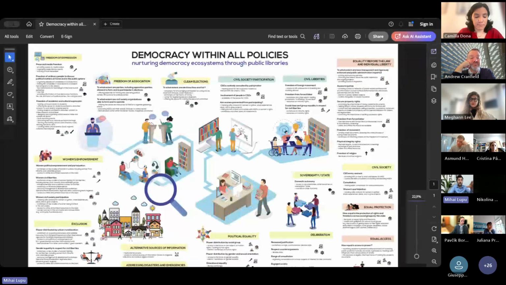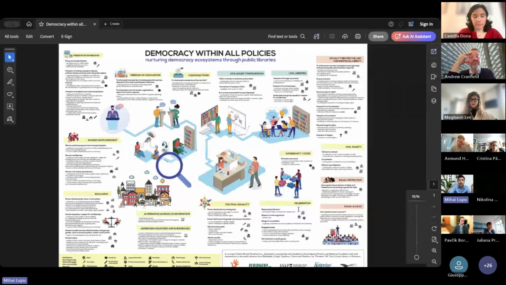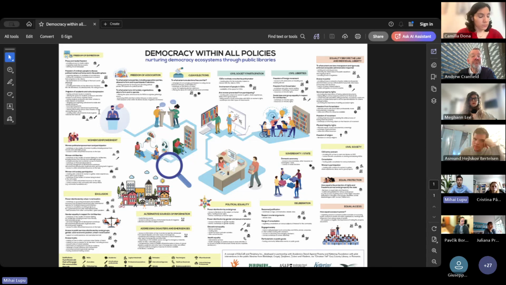So what we've done, having this list of indicators, we said, okay, let's start with this. We started with these 68 indicators because, in our experience working already with libraries, we knew that something happened or can happen in communities through a library.